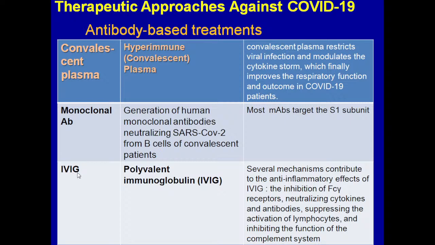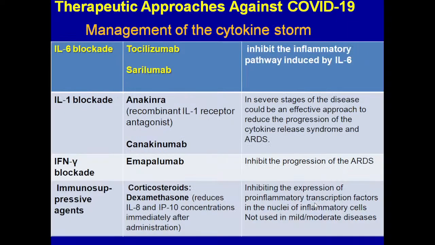And then intravenous immunoglobulins, usually polyvalent. They work through several mechanisms to fight with an anti-inflammatory effect: the inhibition of Fc gamma receptors, neutralizing cytokines and antibodies, suppressing the activation of lymphocytes, and inhibiting the function of the complement system. That is the activity of the polyclonal antibodies taken from the blood of reconvalescent patients.